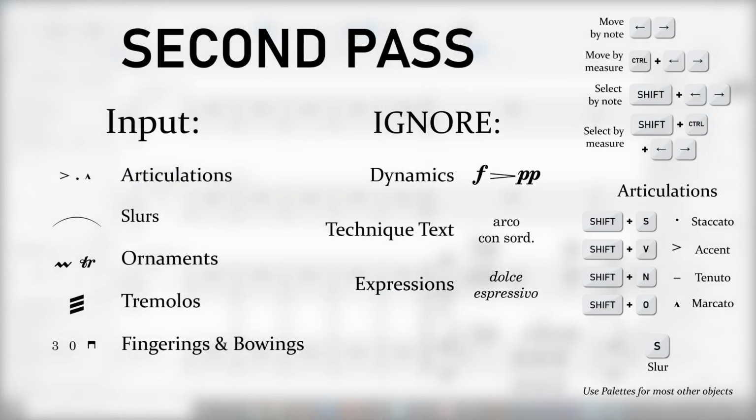Okay, let's do our second pass. Once again, you can pause the video here for reference. We want to go through the whole piece again and focus entirely on articulations and slurs. Continue to ignore dynamics, hairpins, and any special text like pizzicato, espressivo, dolce, stuff like that.